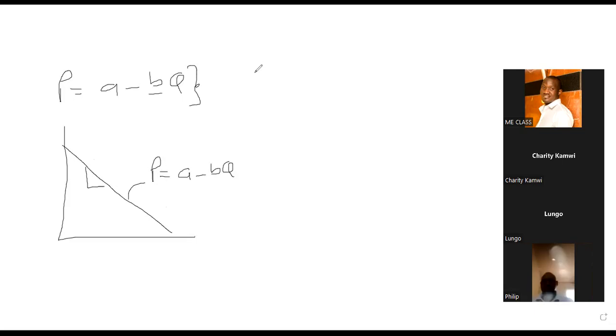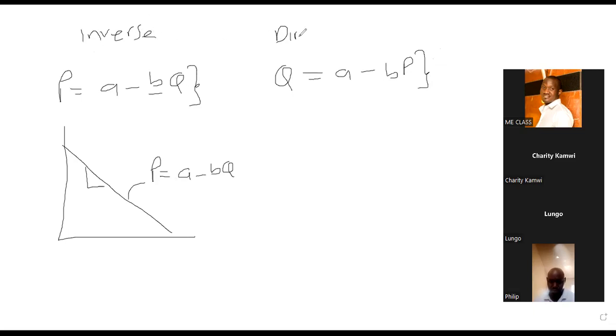The demand function can also be given by this format, Q equals A minus BP. This is what we call the direct demand function. This is what we call the inverse demand function. So demand is downsloping because of the inverse relationship that exists between price and quantity demanded. So what this means is the higher the price, if we increase our price from P1 to P2, our quantity demanded will decrease from Q1 to Q2. And this is the other reason why elasticity of demand is always negative, because of this inverse relationship.